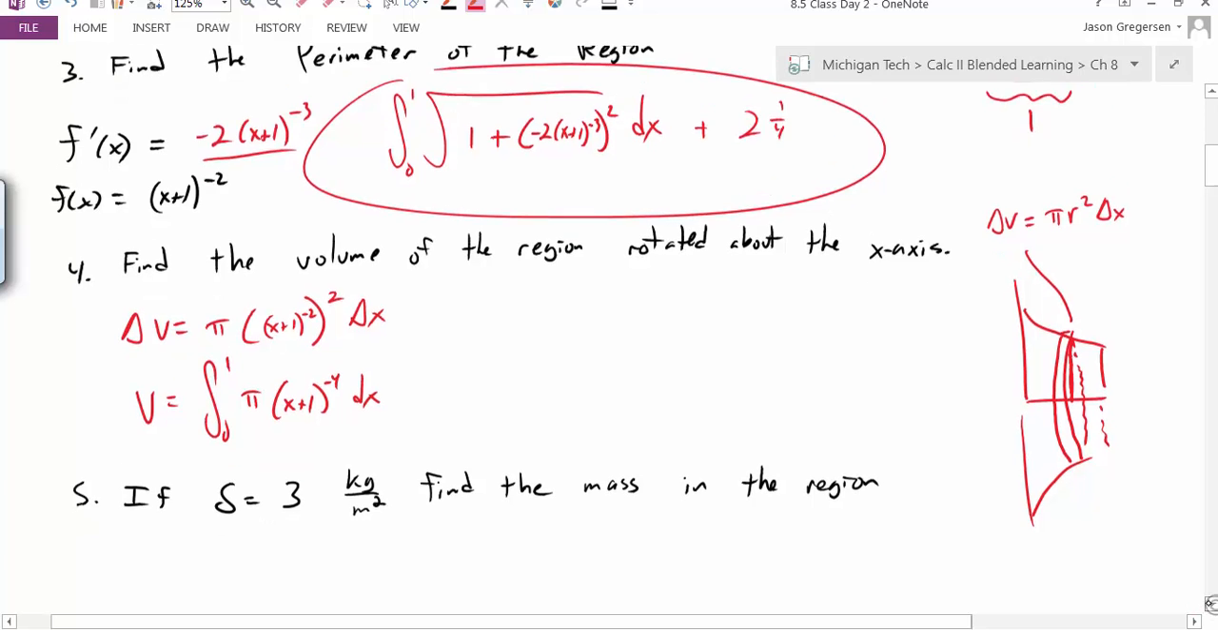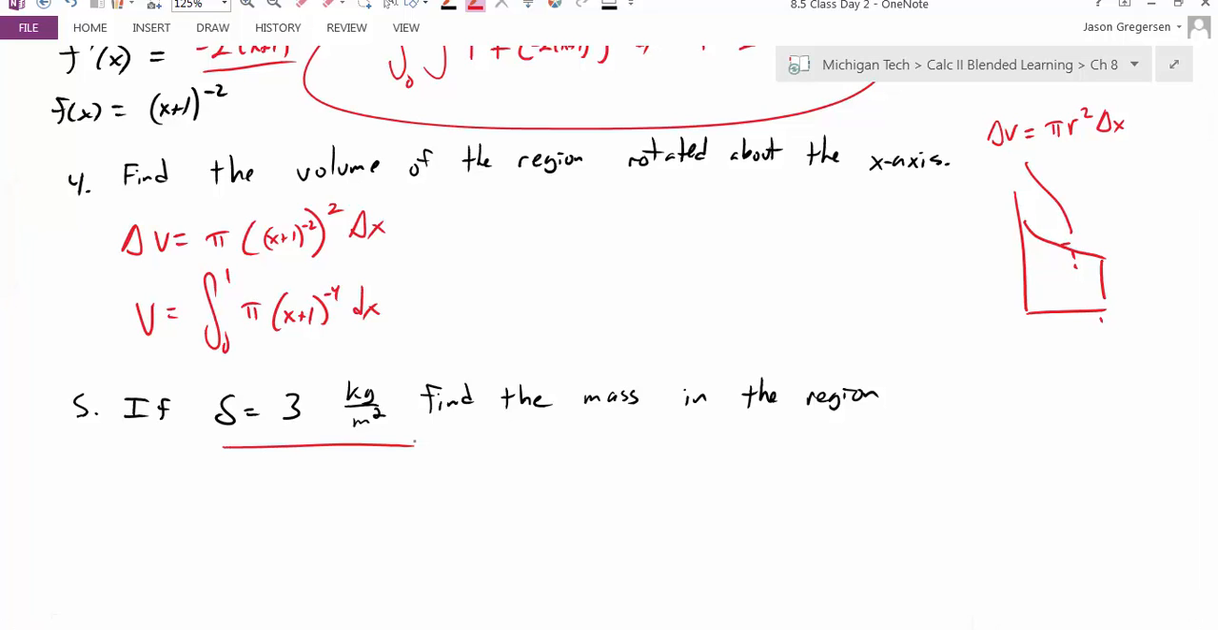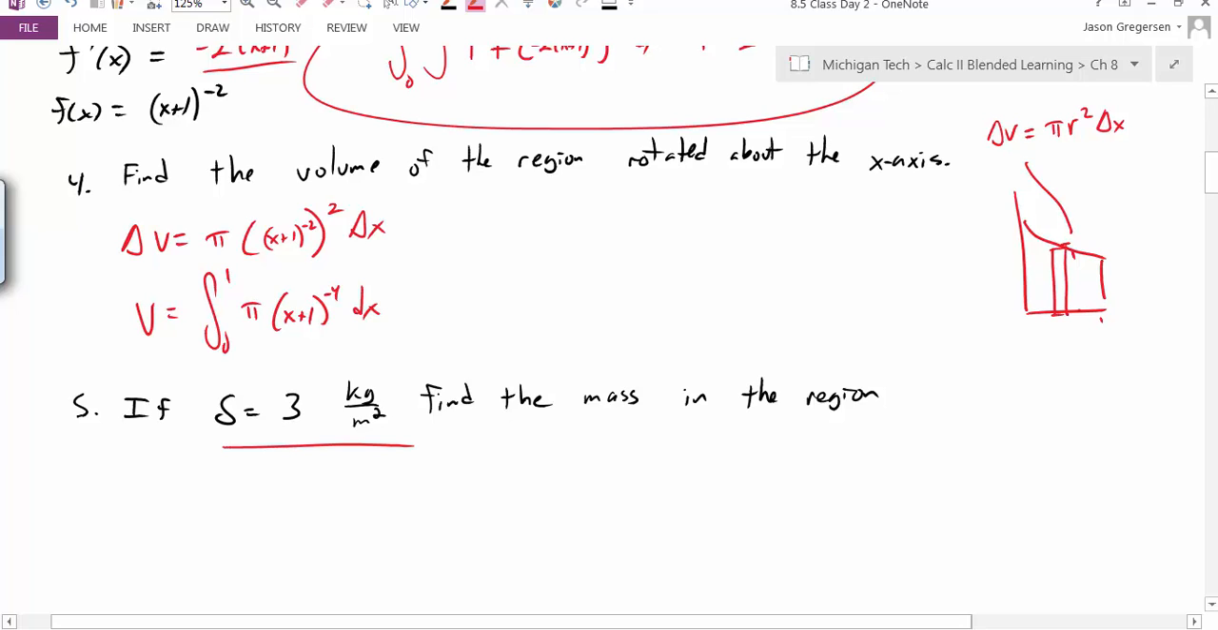All right, and then we have a last one here. Same region. But now I'm given a density. So now my region is a thin metal plate with a density equal to 3 kilograms per square meter. It says find the mass of the region. So I might not be able to do it all at once. So what I'll do is I'll cut a slice. That would be a good slice. So let's just find the mass in that slice.